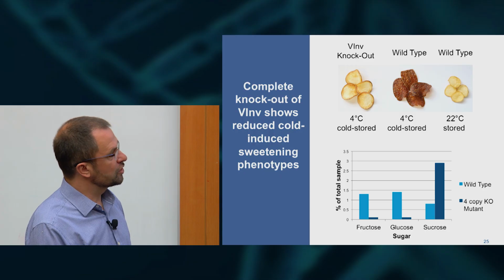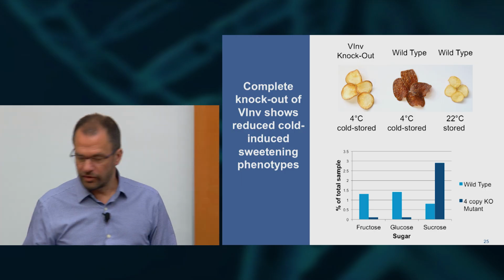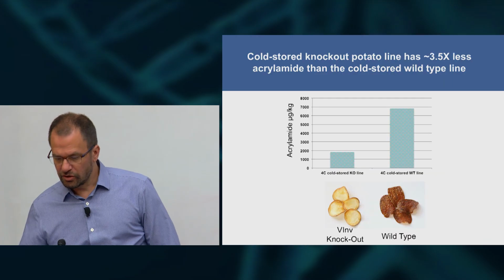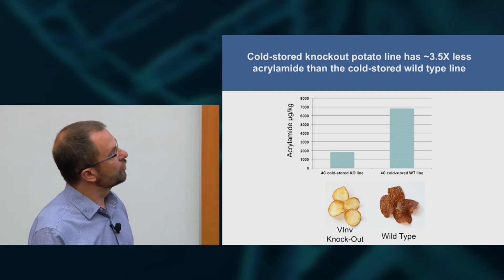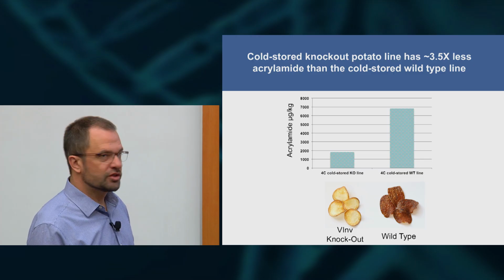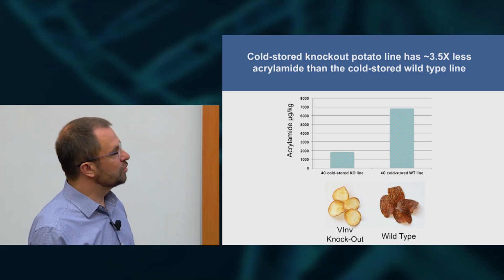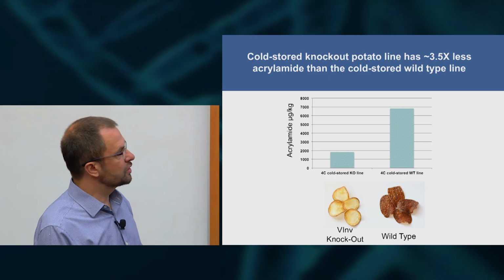You can actually measure the sugars. The quadruple knockout has an abundance of sucrose and very little of the reducing sugars, whereas after 2 weeks in the cold, the wild type has converted most of its sucrose. And then we can take those chips and measure acrylamide, and in fact, it has about 3 to 4-fold less acrylamide in these fried products. So again, through a very simple genetic manipulation, we've reduced acrylamide in the fried potatoes.